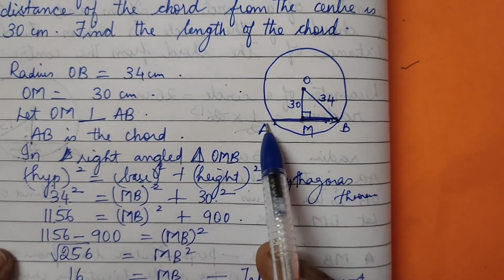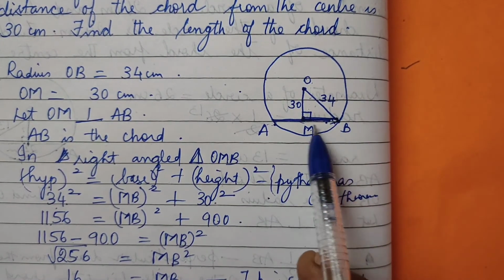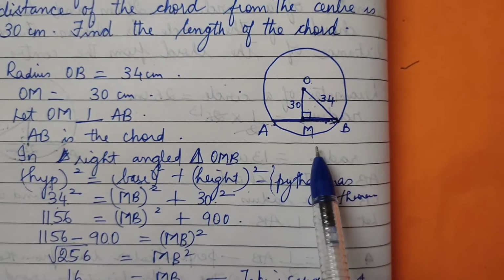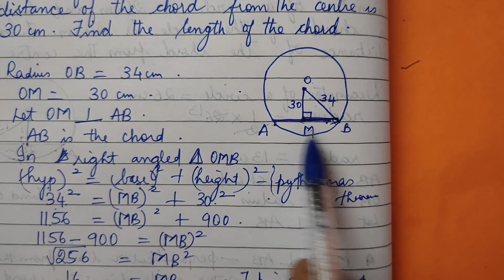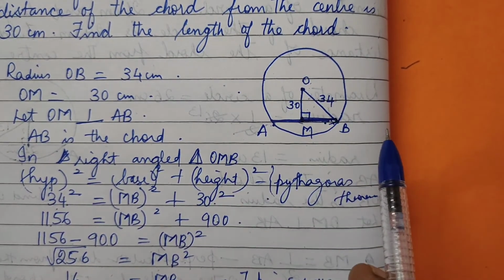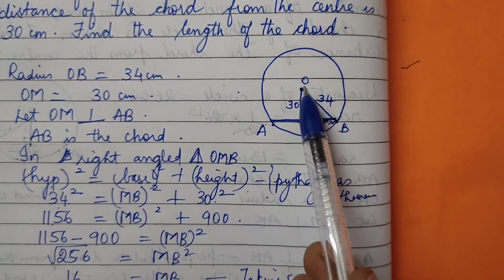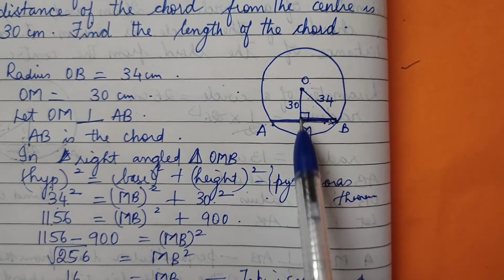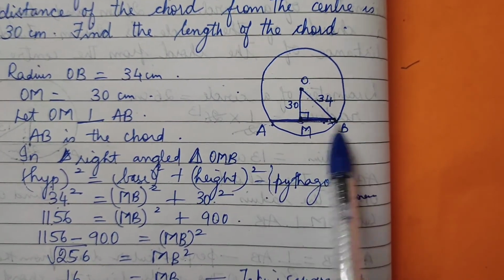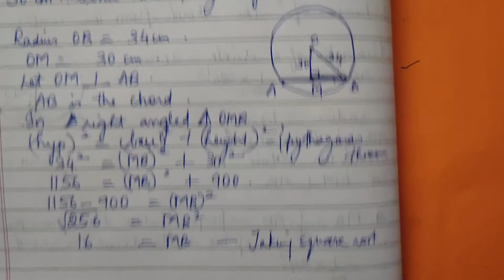But they have asked for the full AB. So AB is double of MB, 2 times. Why is it? Because the perpendicular drawn from the center of the circle bisects the chord. That is the reason, so we are going to write it.